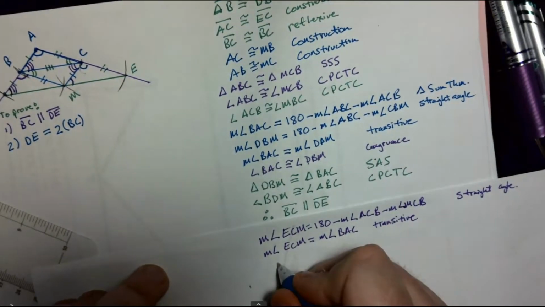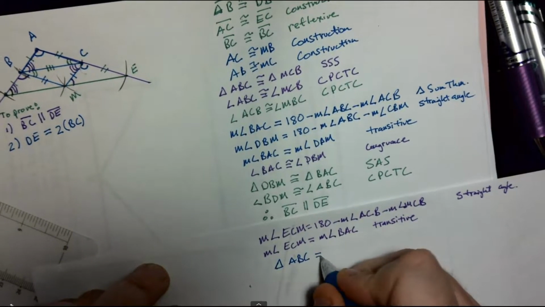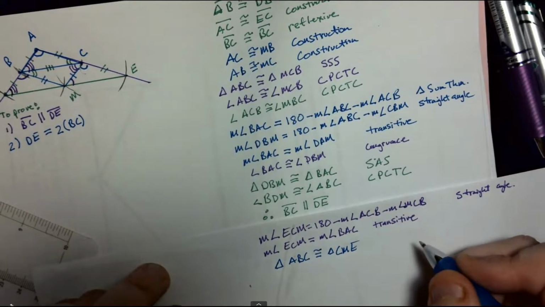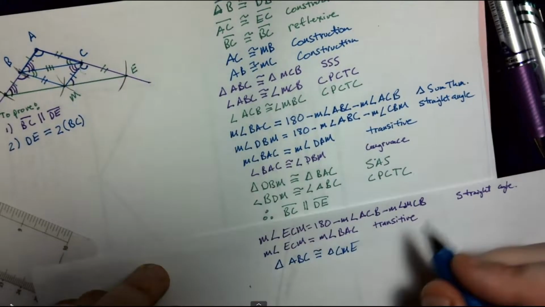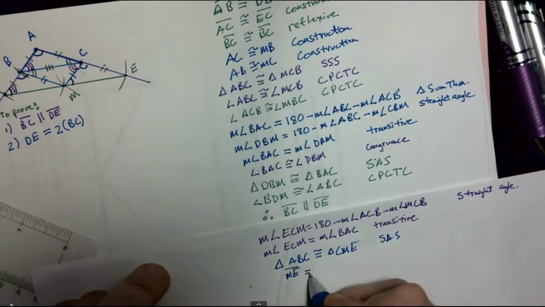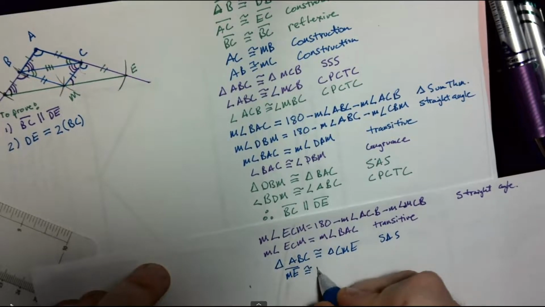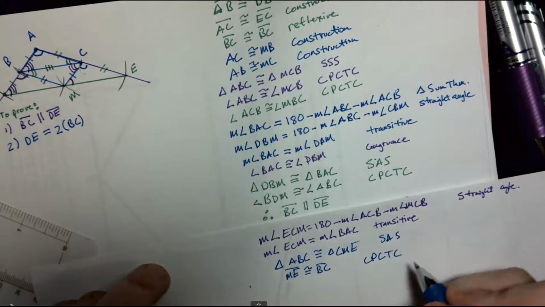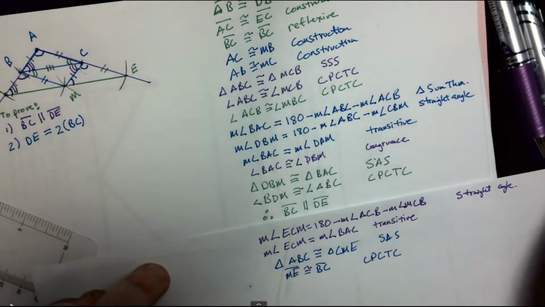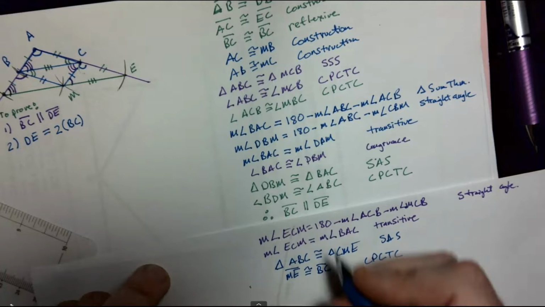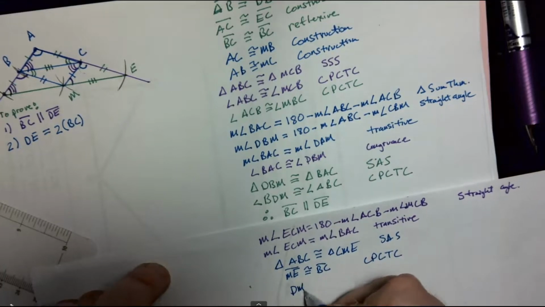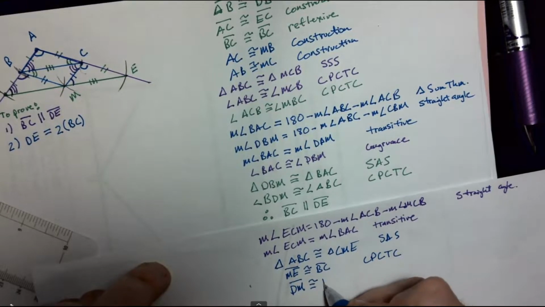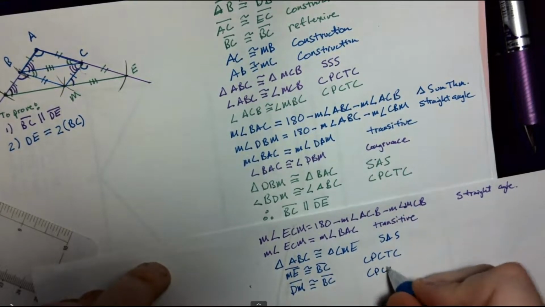We now have that triangle ABC is congruent to triangle CME, again by side-angle-side. And once again, ME is congruent to BC. Corresponding parts of congruent triangles are congruent. And once again, DM is congruent to BC. Corresponding parts of congruent triangles are congruent.